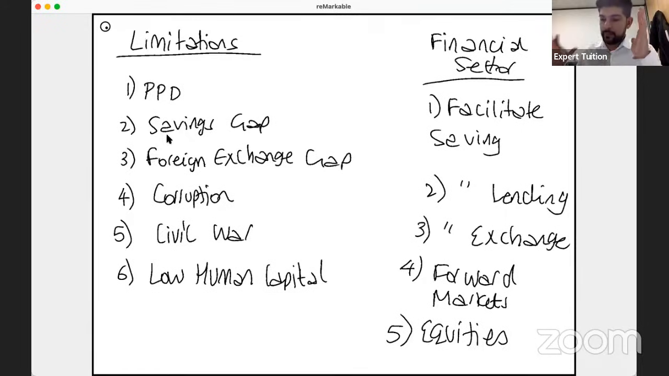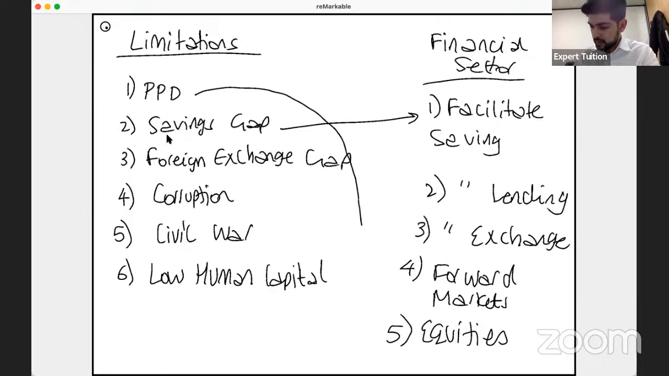Now that I've done that, look at how much easier, hopefully, this question is starting to look. Because what I now do is I go, which of these limitations match up with a solution? The first really obvious one is this. Savings gap, facilitate savings. Amazing, right? And then the second, primary product dependency, give me a forward market to fix it. Those are my 2. I don't want anything but that, by the way. Those are the best 2. You can fight me over it if you want. They are the best 2 points.